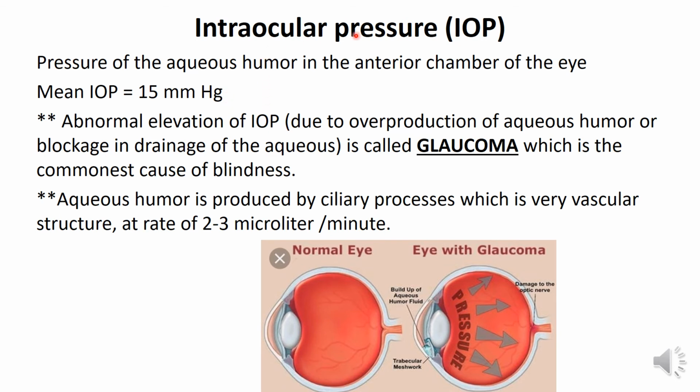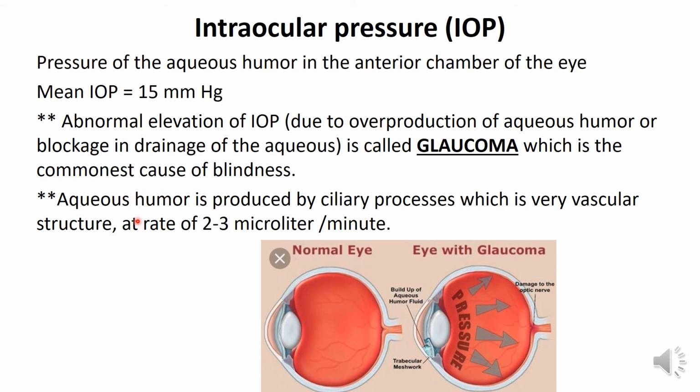If the intraocular pressure is increased, this increase in the pressure will be transmitted to the vitreous humor and then will be transmitted to the retina, or it will affect the retina. It will cause damage to the neural layer of the retina, destroying the neurons in the retina. Once these neurons are destroyed, it may lead to blindness. This condition of abnormal elevation of intraocular pressure is called glaucoma.